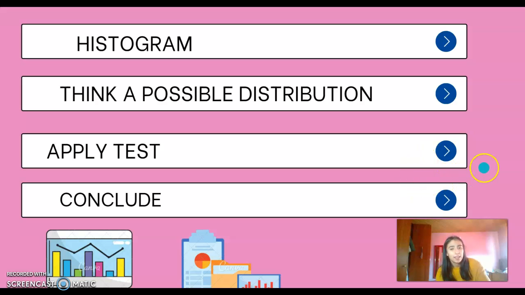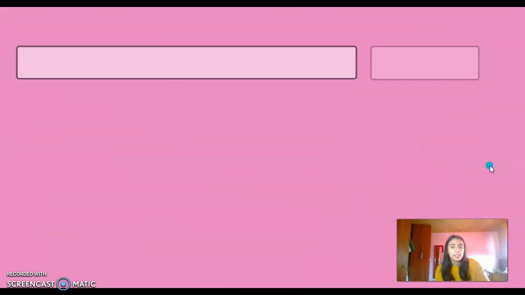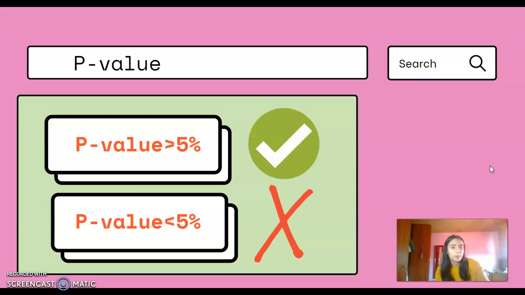Well, at the end of the goodness of fit test, what the statistical software will return is a value called p-value. When this value is greater than 5%, we can conclude that the data does fit the chosen distribution. But if it is less than 5%, the goodness of fit test must be performed again, but this time for another distribution.